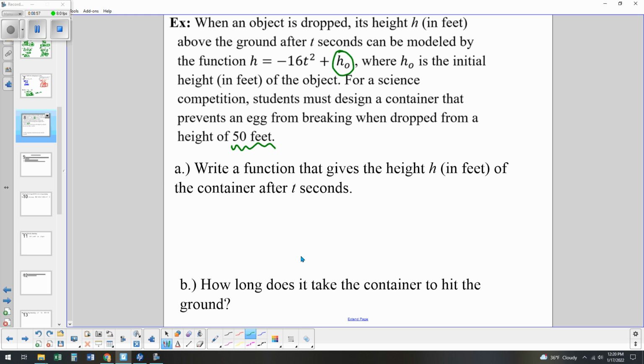So 50 feet right here is where we're starting out, which means that would represent our h sub 0. So for part A, write a function that gives the height in feet of the container after t seconds. That means I'm going to take this thing, but I'm just going to replace h sub 0 with 50.